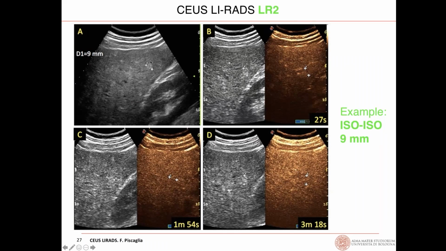Some examples: tiny lesion, 9 millimeter, iso-enhancing in the arterial phase, 27 seconds after injection, iso-enhancing also in the portal and late phase, LR2.